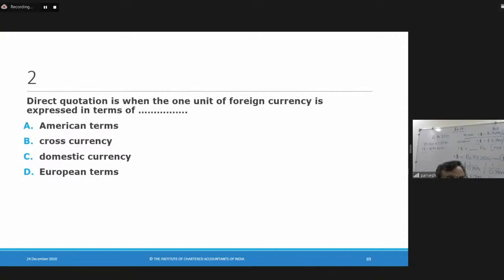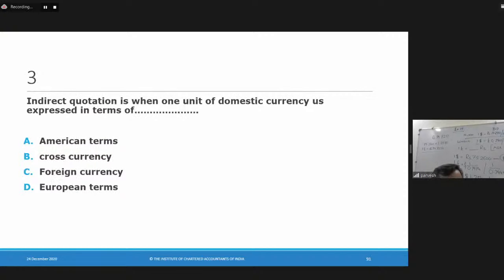The second question. Direct quotation is when one unit of foreign currency is expressed in terms of: American terms, cross currency, domestic currency, European currency. Now here you can always think about Indian currency, that one unit of foreign currency, so $1 is equal to how many rupees? Is that a domestic currency, American terms, cross currency, or European currency? So the answer is domestic currency. Preeti, you have done it right. Ambika also done it right.